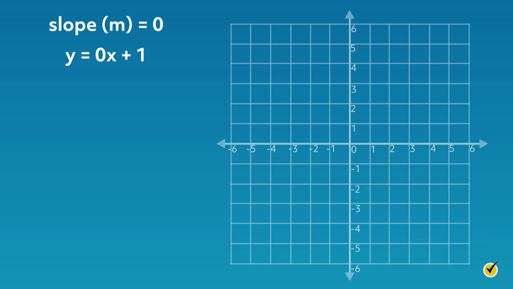In this case, there is no rise or run because the value of m equals 0. There is a y-intercept at 1, or (0, 1). When graphed, a line with a slope of 0 is a horizontal line, as shown.